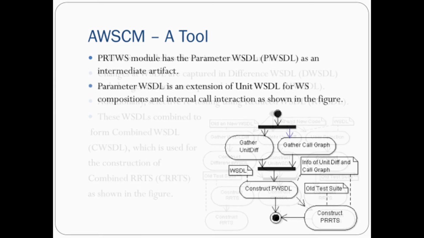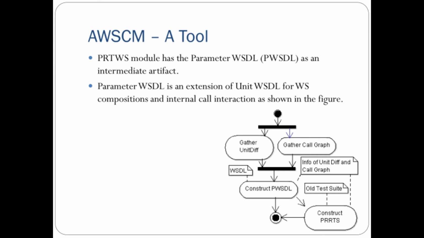Next, the PRTWS module has the parameter WSDL. The next module of this AWSCM is the PRTWS module. The first module was the ORTWS module, which has three steps, and the second module is the PRTWS module. What this PRTWS module does is construct a parameter WSDL, meaning PWSDL, as an intermediate artifact for further analysis of the web service. How is this parameter WSDL constructed?